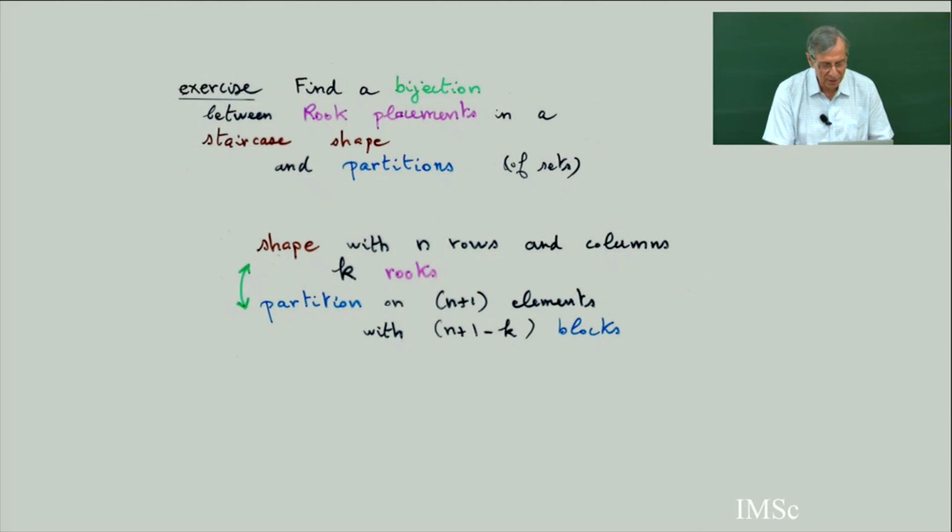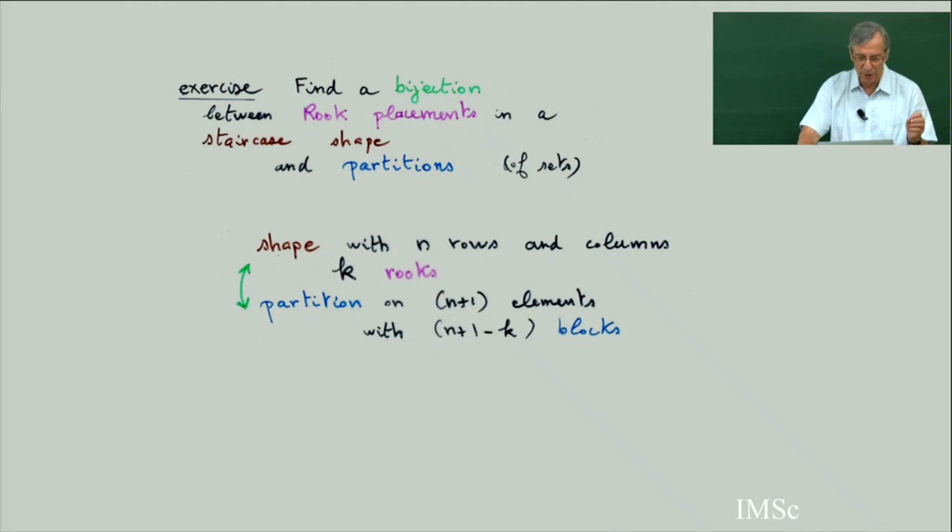So exercise: find a bijection. In the spirit of this bijection between involutions and histories, you are doing a history; each time you have a certain number of choices. In the spirit of this bijection, oscillating tableau, involution, no fixed point, find a bijection between rook placements in a staircase shape and partitions of a set. So the shape with n rows and n columns with k rooks will give you a partition with n+1 elements and n+1 minus k blocks.